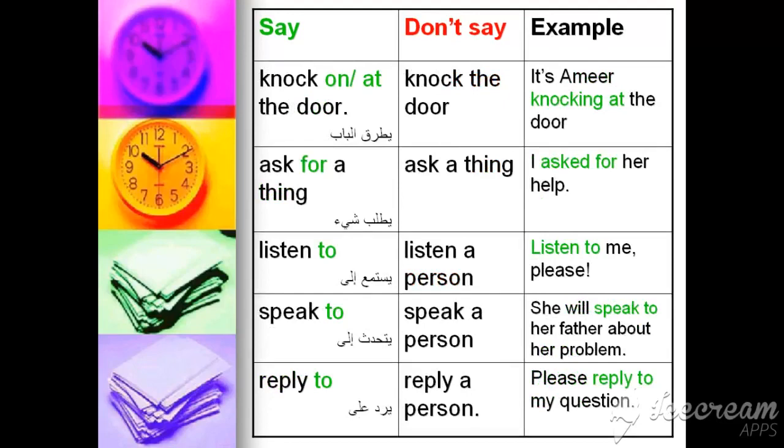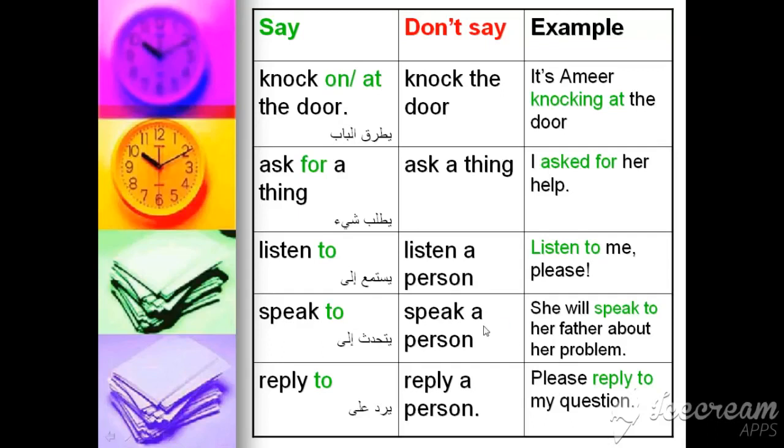We say knock on or at the door. We have to use a preposition here. We can't say knock the door. It's Amir knocking at the door. We say knocking at the door, not knocking the door.